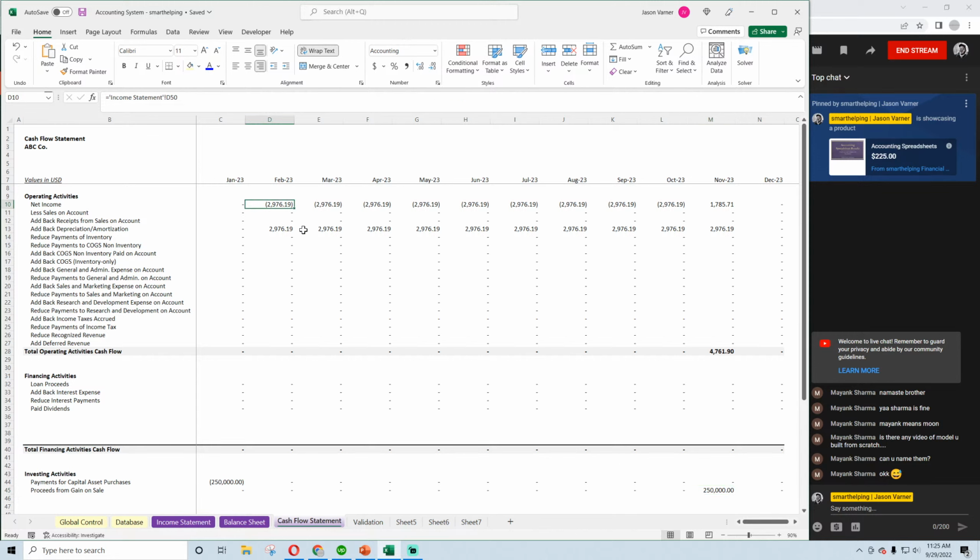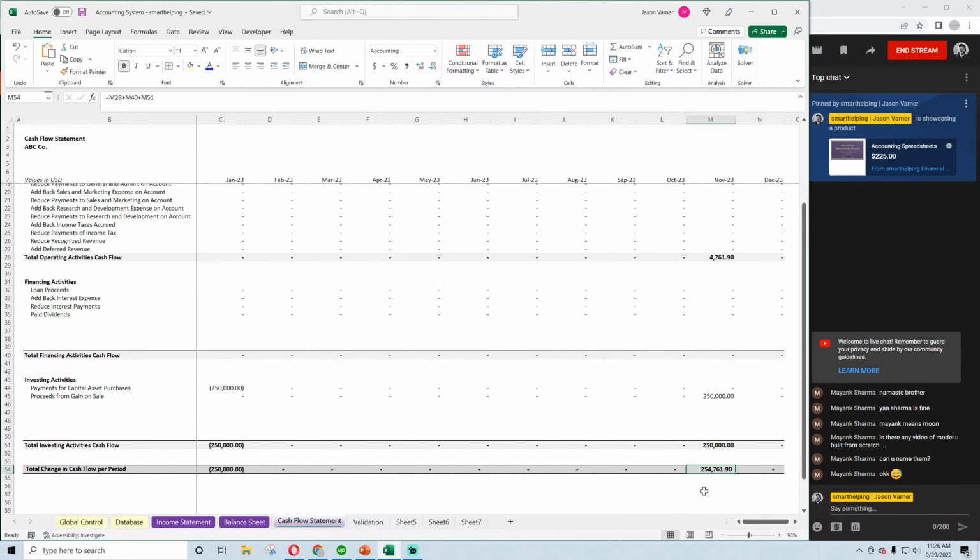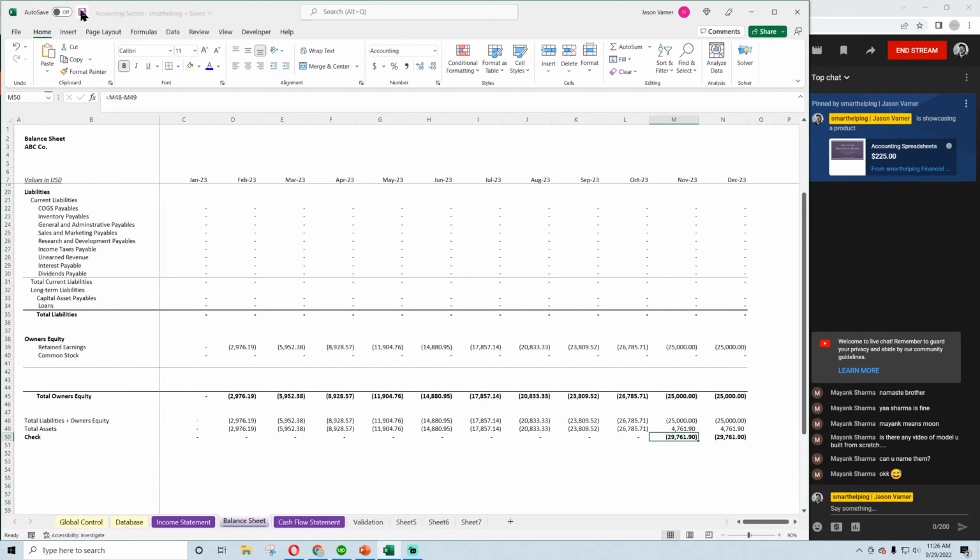So here's our depreciation hitting. Why is this positive? Because of the gain against this number. And then adding back depreciation amortization here. Okay. So 254. Now, obviously we know, shoot, this is going to be tough. This is going to be tough.